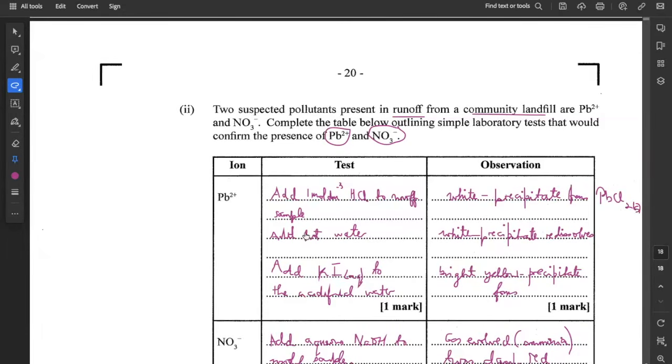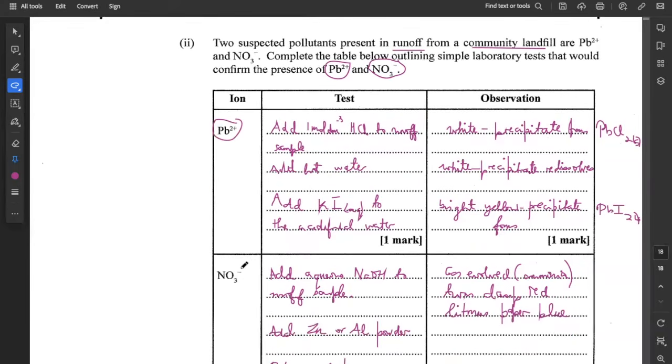And then we're going to add hot water to this sample. And when we add hot water, we're going to see that the white precipitate redissolves, right? Now we're going to add KI, aqueous potassium iodide, to the acidified water. And if we see a bright yellow precipitate form, then we know that our lead is there, right? That is because we're forming PbI2 solid. So that's our bright yellow precipitate, and that's a confirmation that we do, in fact, have this ion in our runoff, okay?